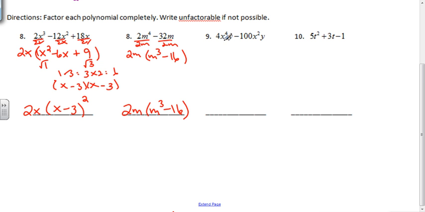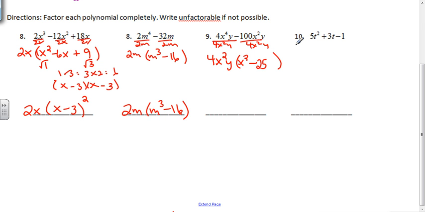Then for number 9, the greatest common factor between 4 and 100 is 4. Between x to the 4th and x squared, they each have at least an x squared. Between y and y, they have a y in common. So if I divide each of these by 4x squared y, 4 times 1 would give me 4. x squared times x squared would give me x to the 4th, and then y times 1 would give me y. Then I have a minus sign. 100 divided by 4 is 25. x squared divided by x squared drops out. y divided by y drops out.